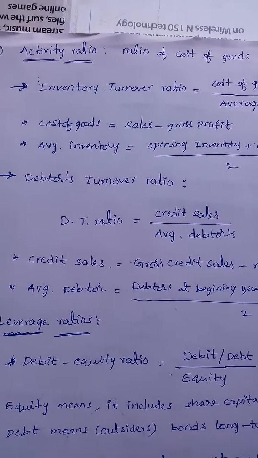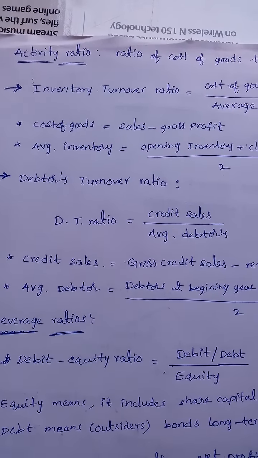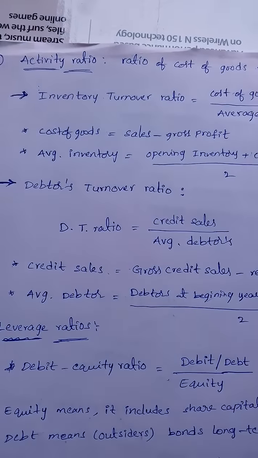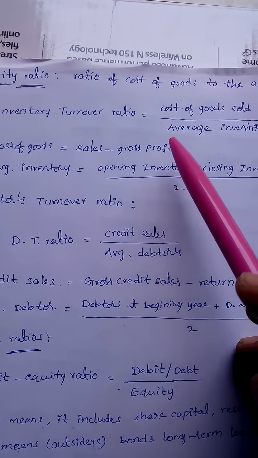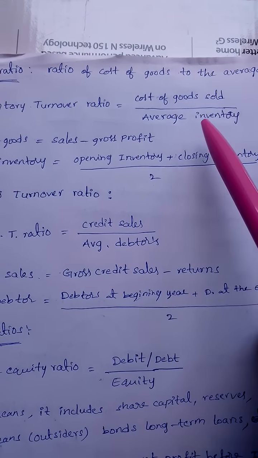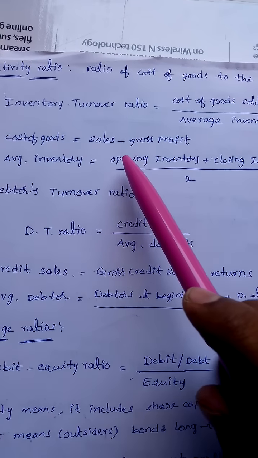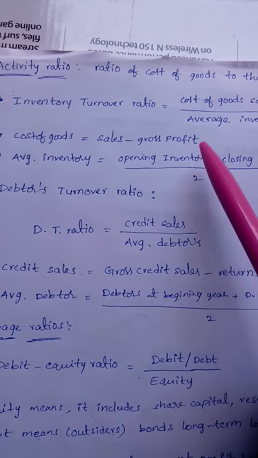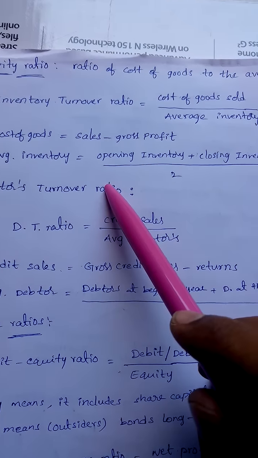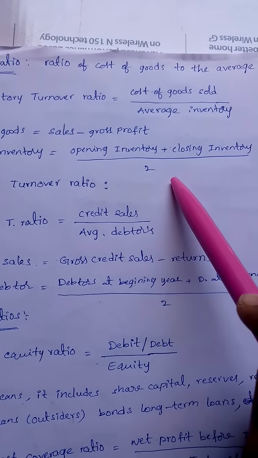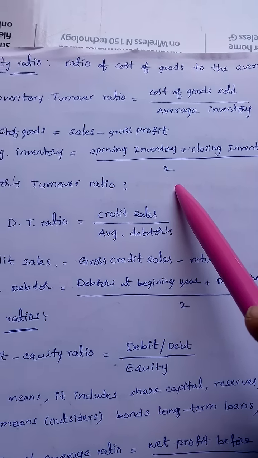Next, activity ratio. Activity ratio is divided into two types. One is inventory turnover ratio. Inventory turnover ratio is equal to cost of goods sold by average inventory. Here the cost of goods sold formula is sales minus gross profit. Average inventory is equal to opening inventory plus closing inventory by 2.